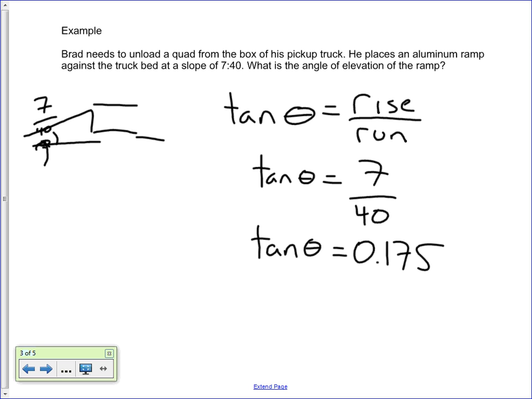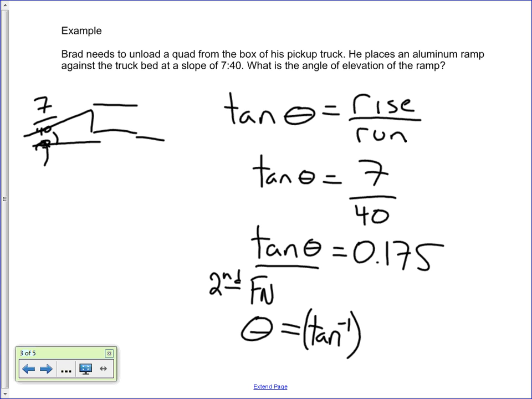Now your calculator will have this button, tangent, usually as TAN, and then the second function of your calculator has what's called the inverse. So to find the actual angle, you take the inverse, which we will call tan^-1. Remember that that's a button on your calculator, so it's not something you have to learn to calculate. You just have to find it on your calculator.